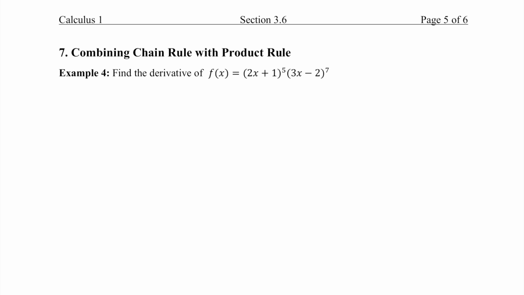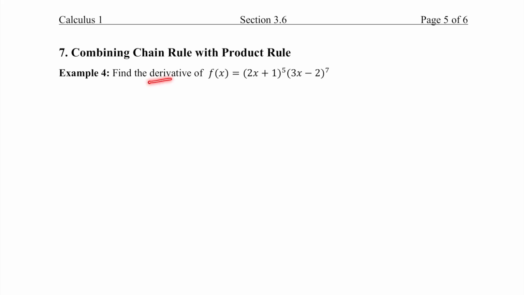Now, let's look at a situation where we need to combine two differentiation rules. Sometimes a function is a product of two expressions, and each expression is also a composite function. In that case, we must use both the product rule and the chain rule.